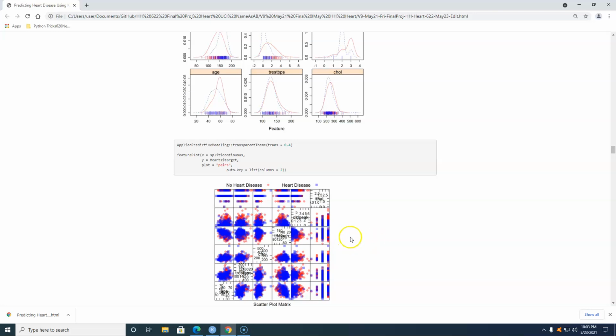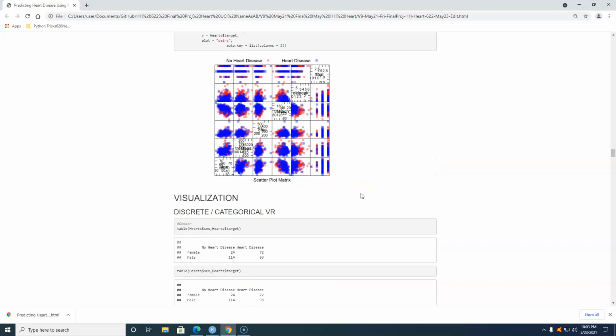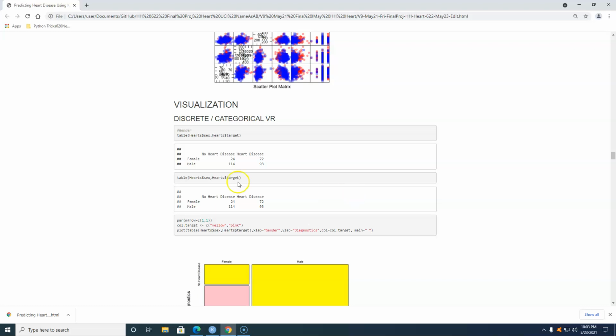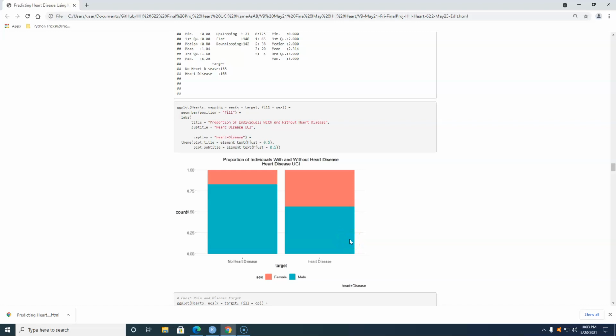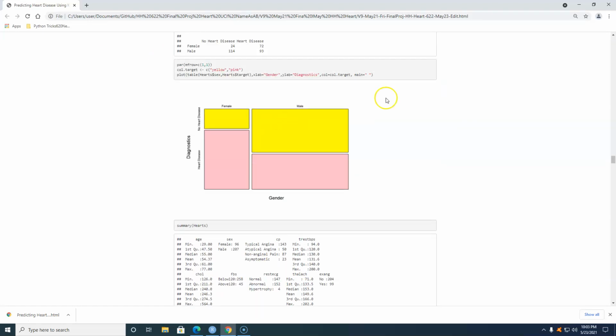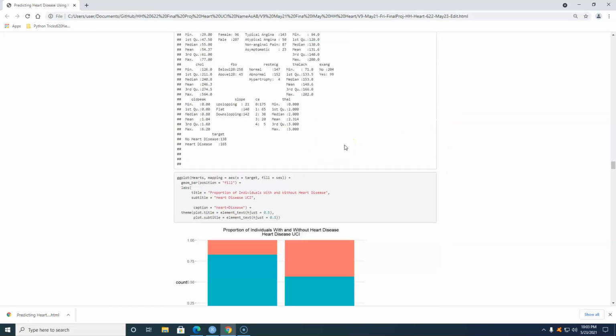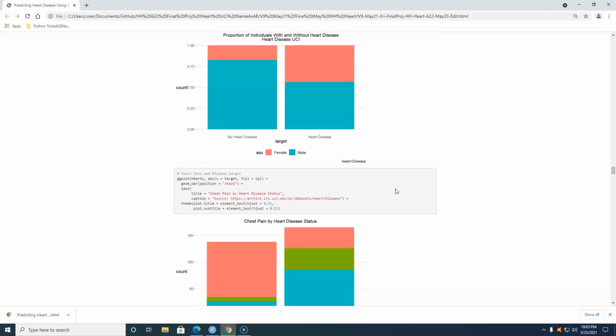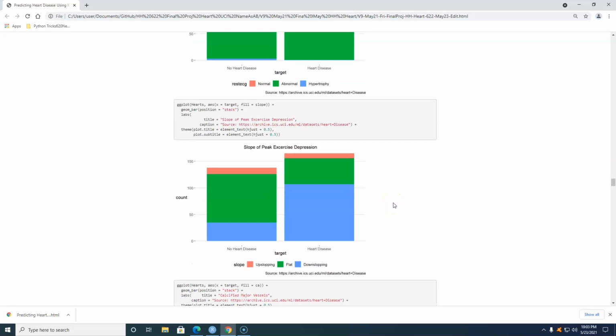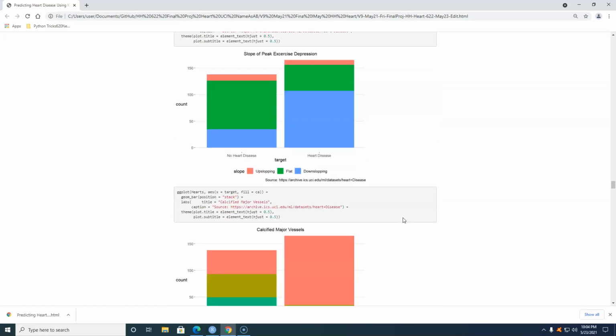The variables themselves do not seem correlated for the overall population, as well as when looking at disease versus not disease separately. Here are the visualizations for the discrete or categorical variables. I'm not going to explain them one by one, but it looks like they are confirming our general knowledge, which is that men do tend to have more heart disease, and chest pain and ECG, rest and exercise-induced ECG, do have association with heart disease, at least in the univariate analysis.